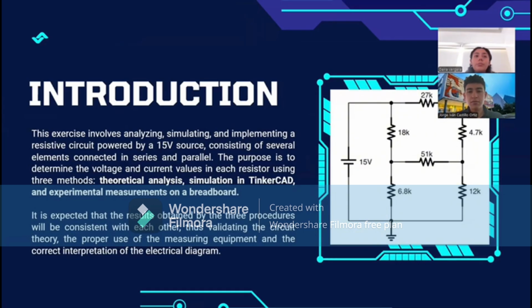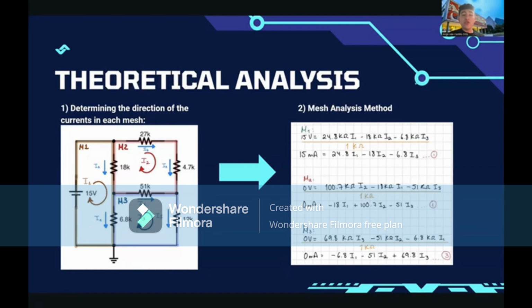The purpose is to determine the voltage and current values in each resistor using three methods: theoretical analysis, simulation in Tinkercad, and experimental measurements on the breadboard. For the first part, the theoretical analysis, we're going to use the mesh analysis method. The first step is to determine the direction of the current in each mesh.